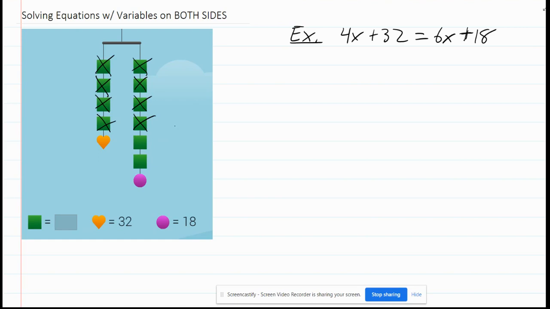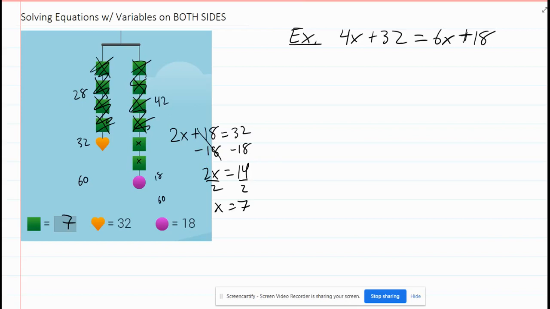Now I can clearly see that 2 squares, maybe I'll call the square an x. So 2 x's and a circle, which is 18, is equal to a heart, which is 32. So notice here, 2 squares and the circle is the heart. So 2x plus 18 equals 32. So we could solve this equation to figure out that x is 7. So x is 7 here.